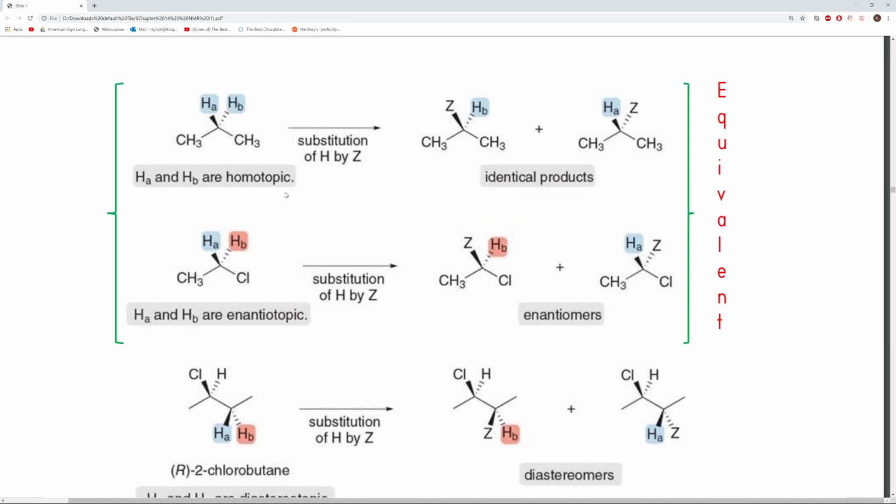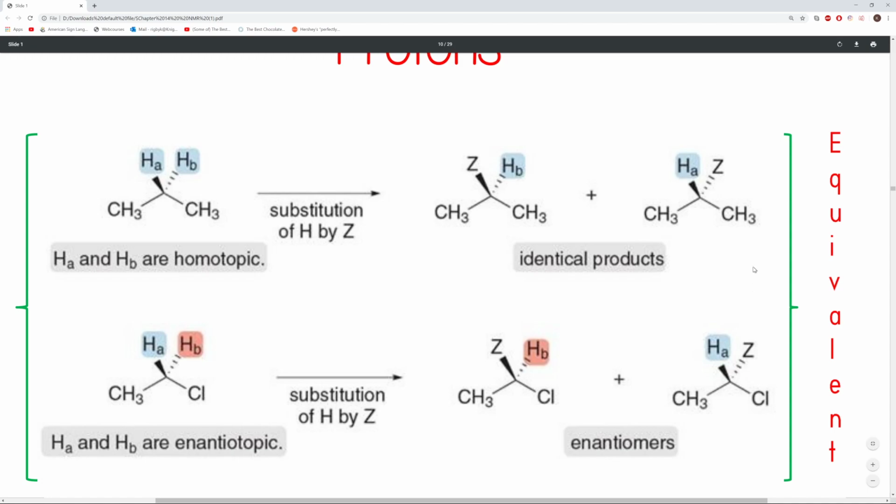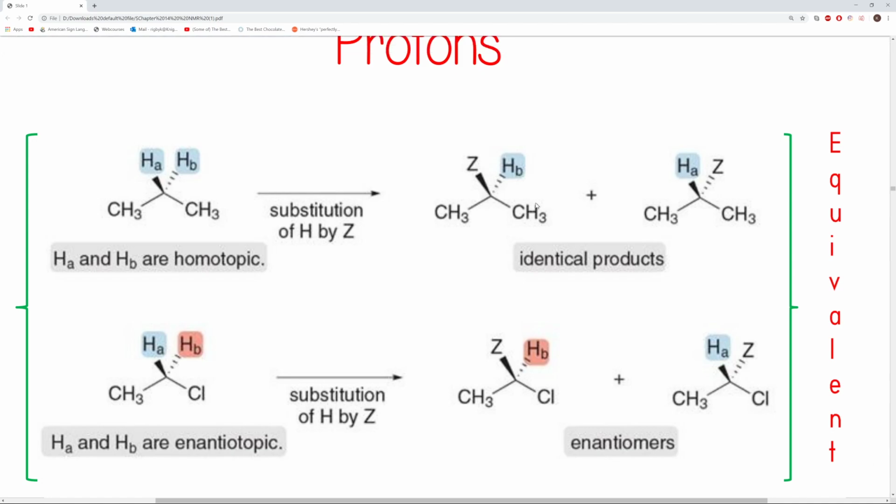So for this first one, HA and HB are homotopic. The way that we are able to tell that is we replace each one. We replace HA with a placeholder Z and HB with a placeholder Z. If we look at this first homotopic example and look at the first product, we replaced HA with Z. And then in the second product, we replaced HB with Z. And we can see here that there is no chiral center. So they can't be enantiomers of each other, so they have to be identical products, so they have to be homotopic, and so those H's are equivalent.